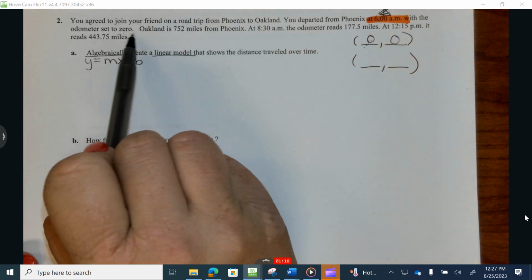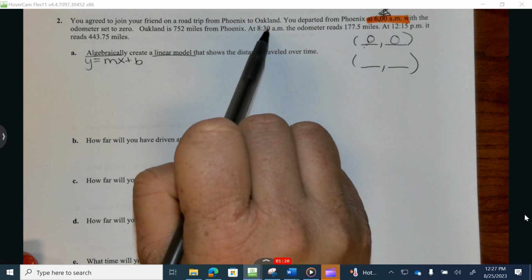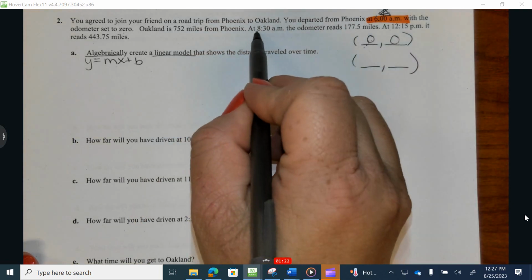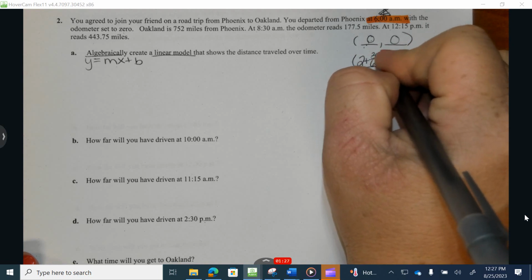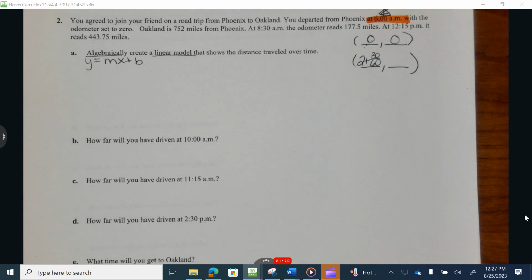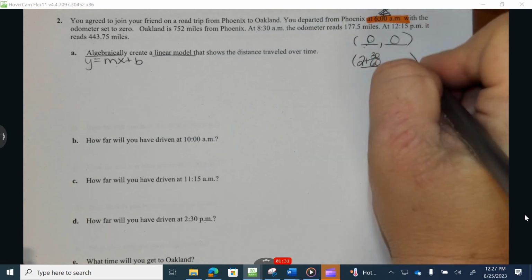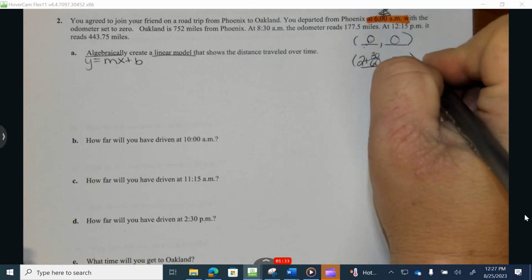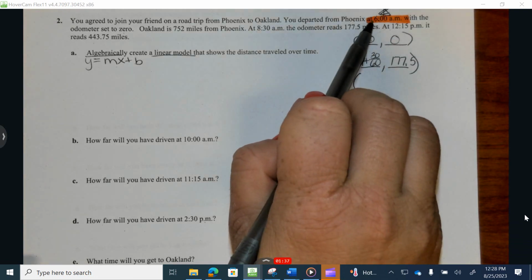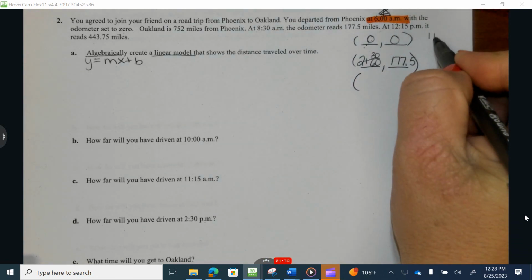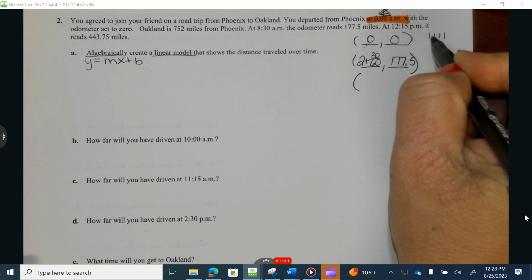Now, the next time we look down, we're at 8:30. So the difference between 6 and 8 is 2, and then we have 30 additional minutes. How many minutes in an hour? That would be 60. And you have traveled 177.5 miles. Lastly, to go from 6 to 12: 6, 7, 8, 9, 10, 11, 12.